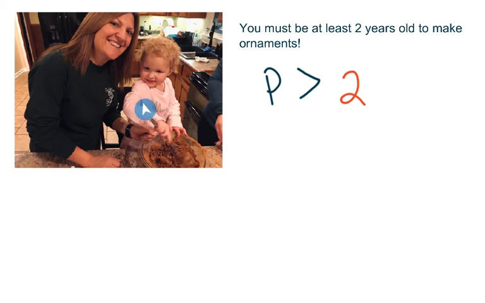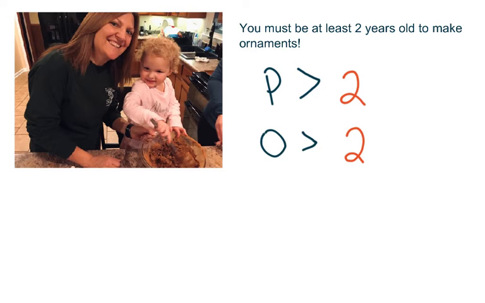However, October, here I'm going to use an O to represent her. She is 2 years old. Can she play with the Play-Doh ornaments? Can she make these ornaments? Yeah, she has to be at least 2 years old. So she can still be 2.